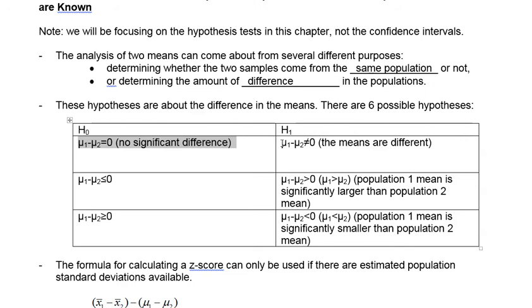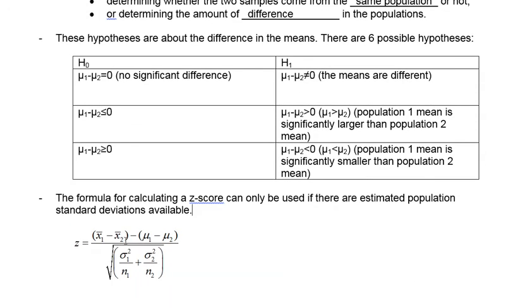Alternate hypotheses, we would be looking at the two populations are different, so just not the same. We could be looking at population 1 is significantly larger than population 2. So when I do that subtraction, I get a positive number. Or population 1 is significantly smaller than population 2. Population mean, that is. So when I'm looking at those, I am comparing the differences in the population. So our z-score formula also reflects that. It's the differences in the sample means and the differences in the population means that go into that z-score.